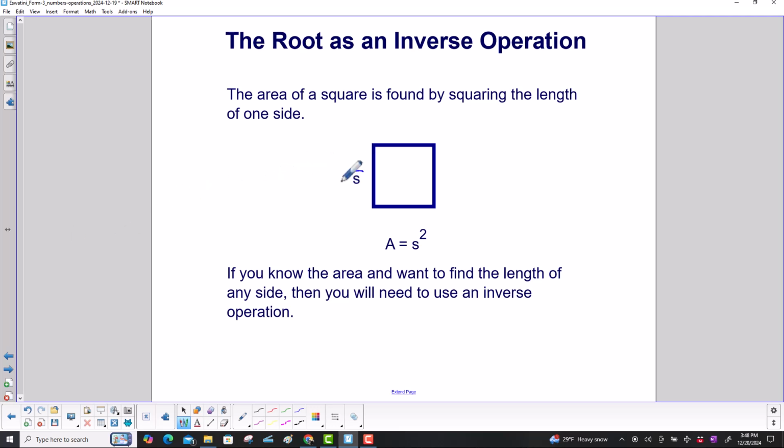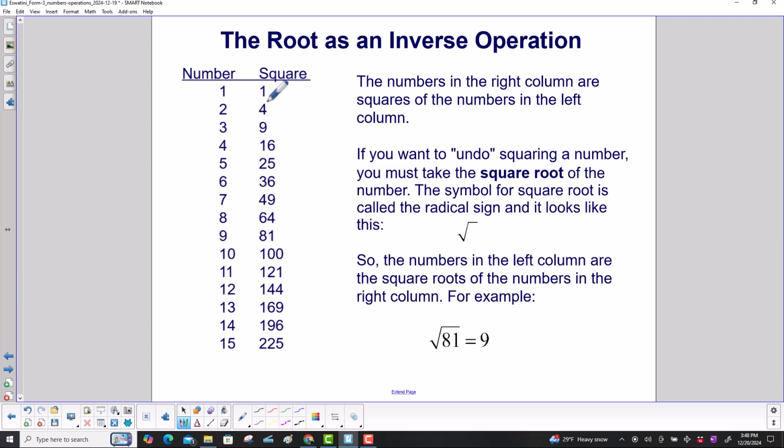So here's the one side, S, and the area will be S squared. If you know the area and want to find the length of any side, then you will need to use an inverse operation. The numbers in the right column are squares of the numbers in the left column. If you want to undo squaring a number, you must take the square root of the number. The symbol for square root is called the radical sign, and it looks like this. So the numbers in the left column are the square roots of the numbers in the right column.